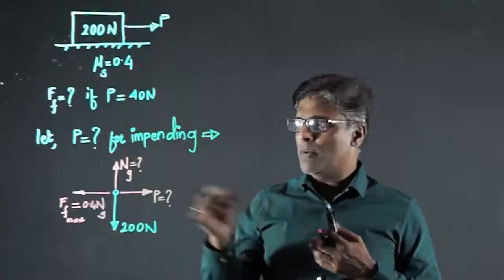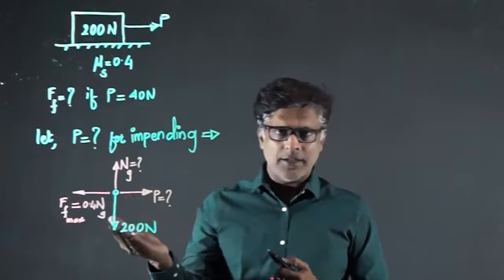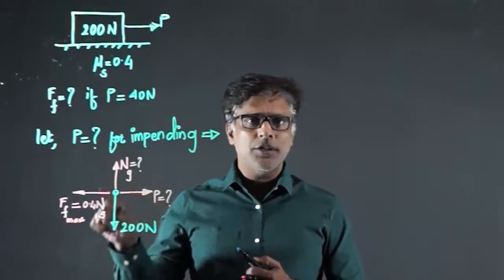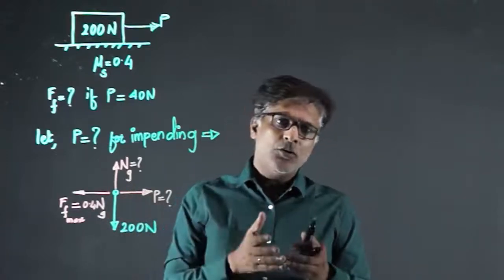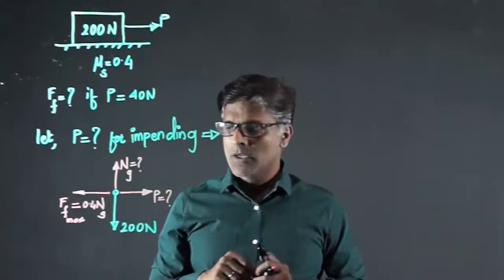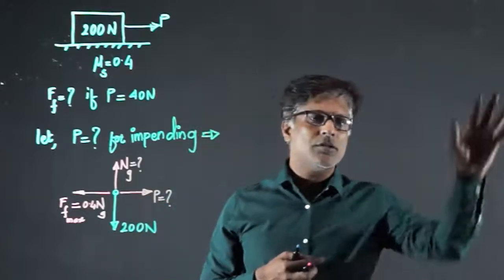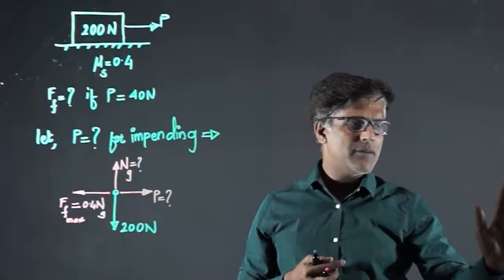We are solving the problem for our case of impending motion. If you notice clearly, this becomes a concurrent force system. How many unknowns can we have? In this case it is obviously 2 and not more. Why can we have only 2 unknowns? Because we have only 2 equations: sigma Fx is 0 and sigma Fy is 0.